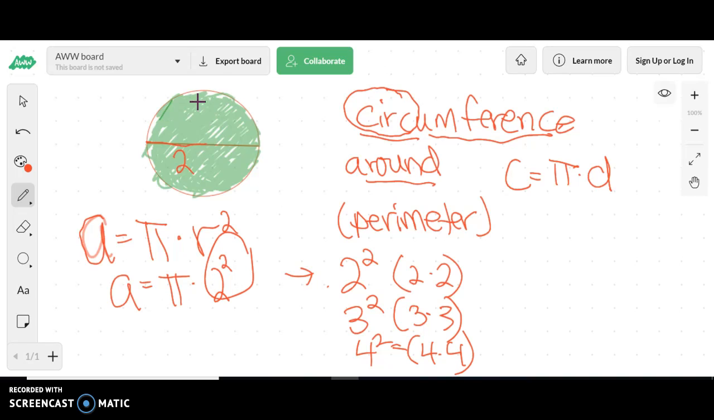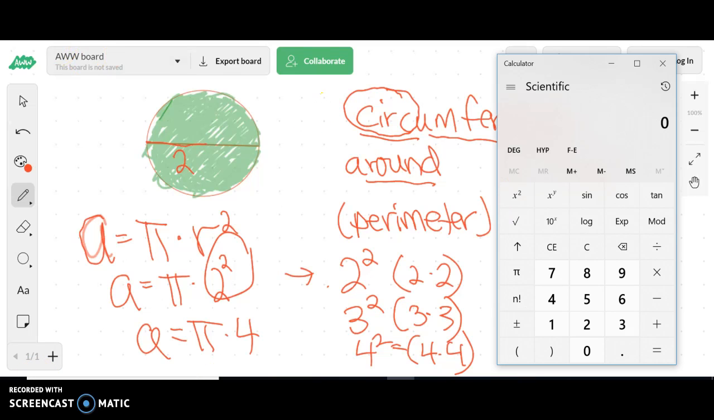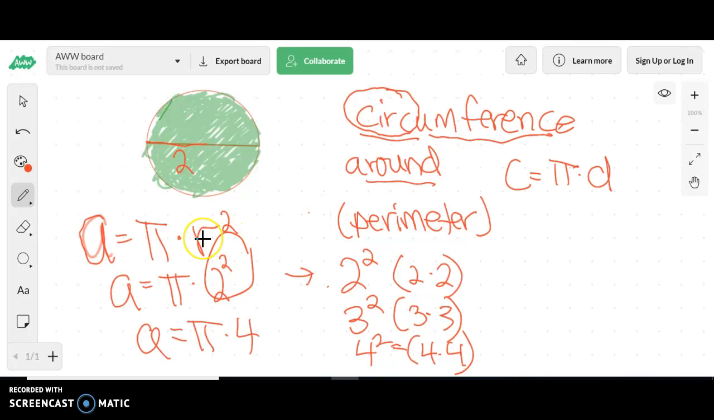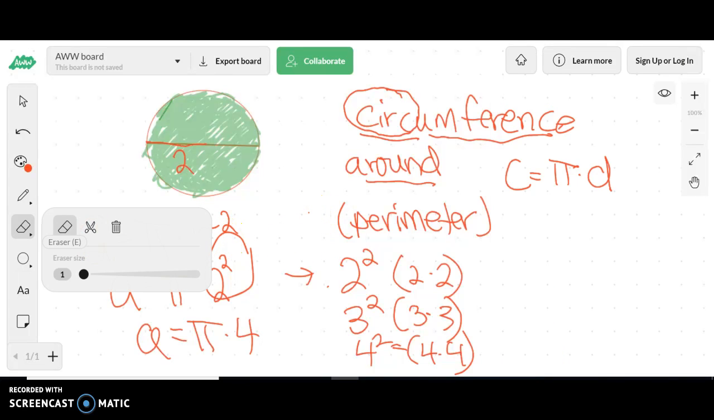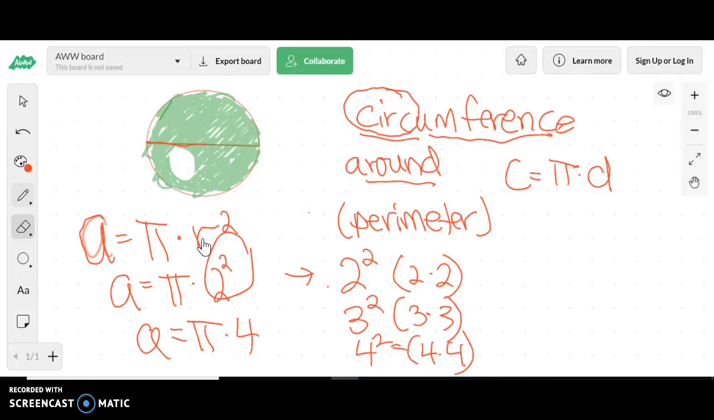So 2 squared is the same thing as 4, so your area would be pi times 4, and if you opened up your trusty rusty calculator, pi times 4 would give you an area of 12.5663, or about 12.6. Let's do this again with a similar problem. Let's go back and do a few of these 6th grade type problems. Let's go over here, get my eraser. Let's say my radius was 8.